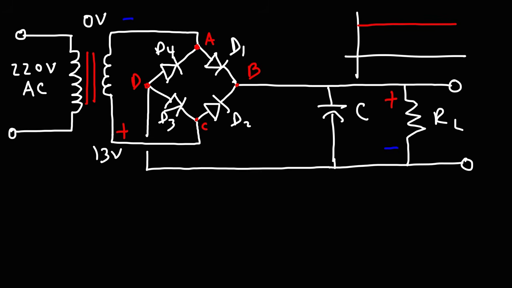Now, another thing you have to take into account is the surge current, and that is when the capacitor is charging, because it's going to charge from 0 volts to the potential at point B. The potential at point B is 12.7, and at point D we said it's 0.3. So the capacitor will charge to 12.4 volts, the difference between point B and D.